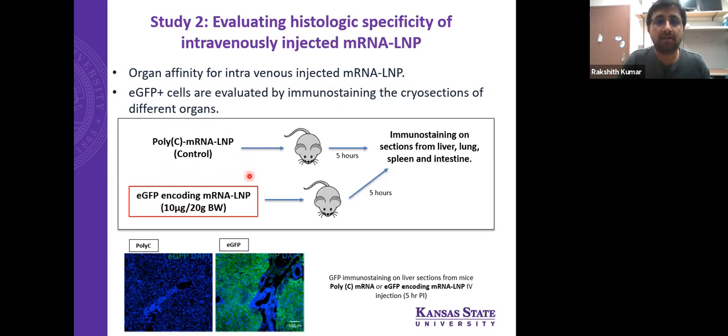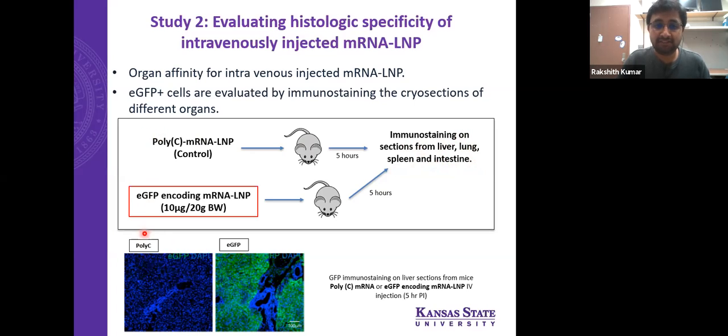as control. After the injection, they left it for 5 hours, and then they sacrificed the mice and collected the liver, lung, spleen, and intestine samples. They did the cryosectioning procedure for getting the cryosections of these organs, and then they performed the immunostaining.